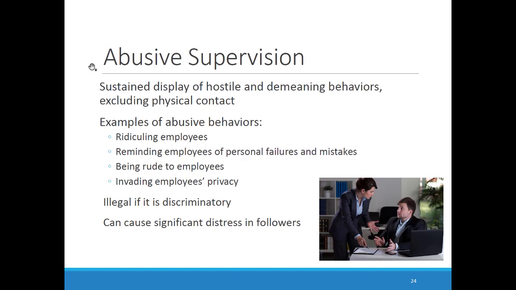So if someone is being abusive toward a subordinate and it's on the basis of a protected characteristic, then that is illegal discrimination. But in any case, it's bad practice. Supervisors should not be engaging in these activities under any circumstance.